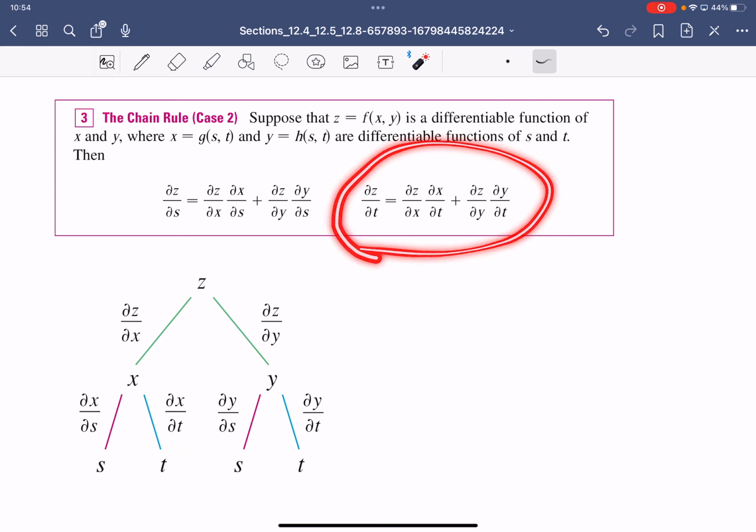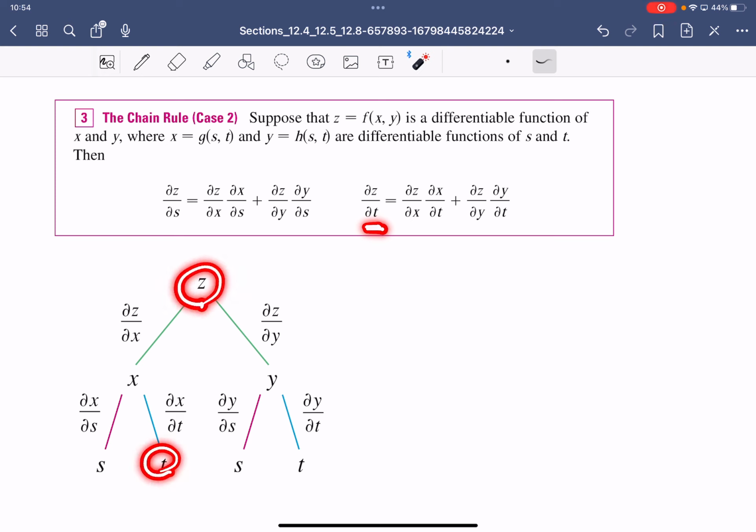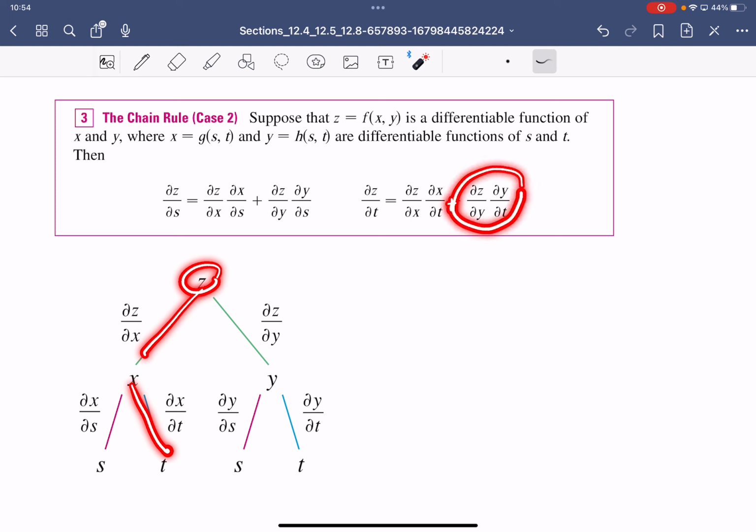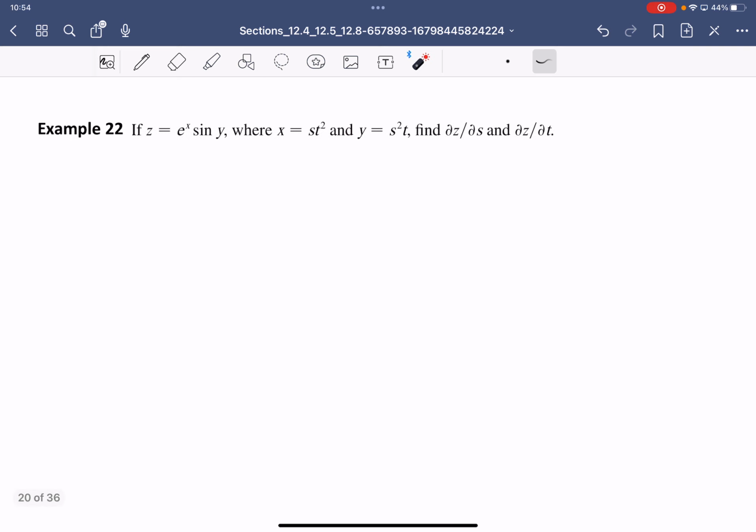If you want to differentiate c with respect to t, c is here, t is here and here. It means you can go to t two ways. So you're going to have ∂c/∂x times ∂x/∂t, because you go this way, the first one. And then plus the second way, this and this. So it's going to be that. Okay, so let's do an example now.